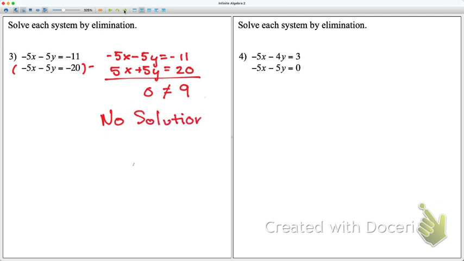Make sure to cross out your equal sign so it's not left there. What if it was 9 equaled 9? Actually, this one wouldn't ever equal 9 equals 9. It would be 0 equals 0, which would be infinitely many. Same difference.